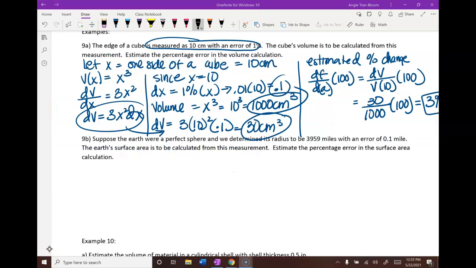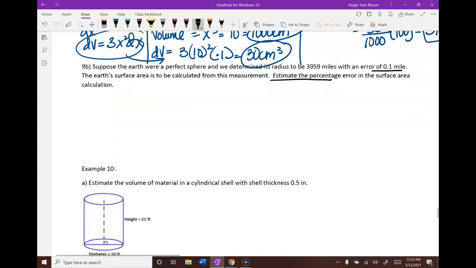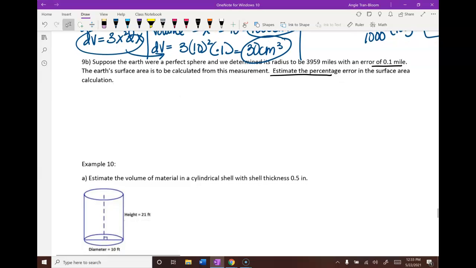All right, B said, suppose the Earth were a perfect sphere and we determined its radius to be 3,959 miles with an error of 0.1 of a mile. The Earth's surface area is to be calculated from this measurement. Estimate the percentage error in the surface area calculation. And obviously, guys, you know, I love application, and this is as real as it's going to get, right?